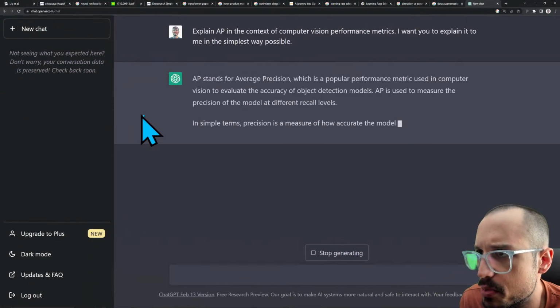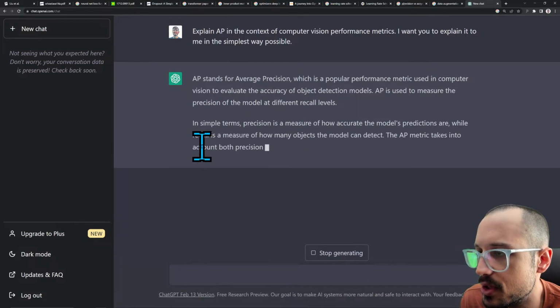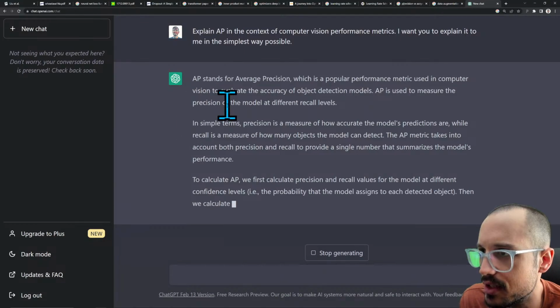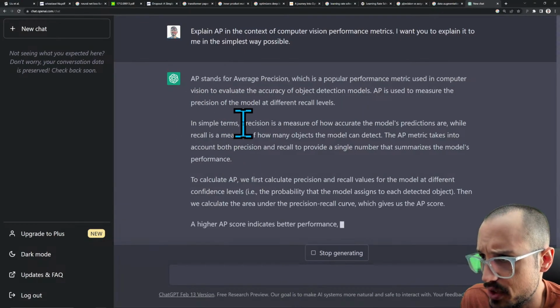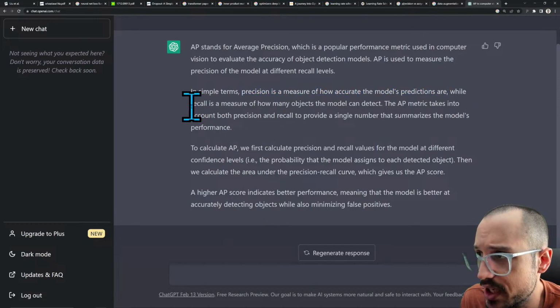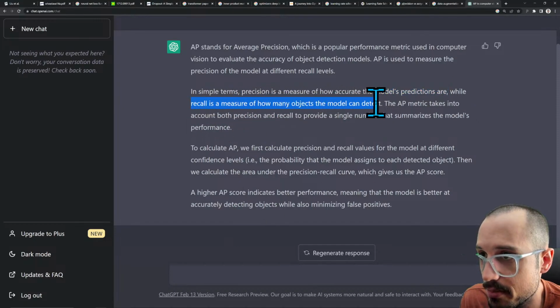AP stands for average precision, a popular performance metric used in computer vision to evaluate the accuracy of object detection. AP is used to measure the precision of the model at different recall levels. Precision is a measure of how accurate the model's predictions are, while recall is a measure of how many objects the model can detect. The AP metric takes into account both precision and recall to provide a single number that summarizes the model's performance.